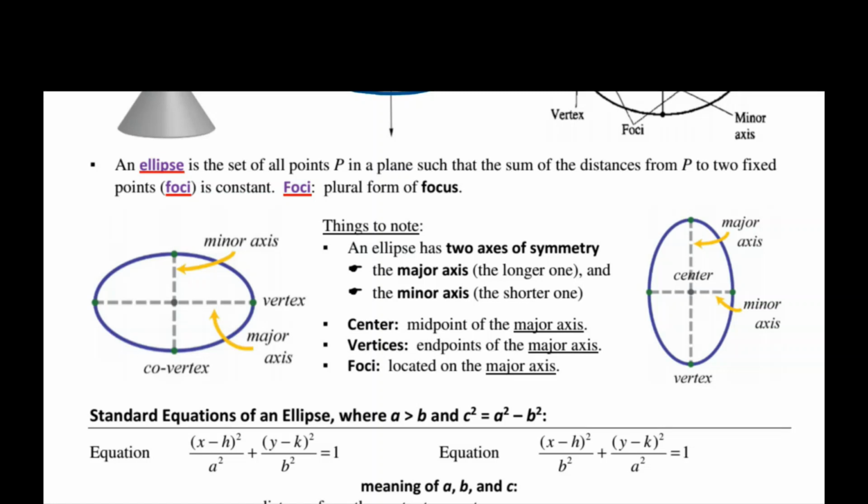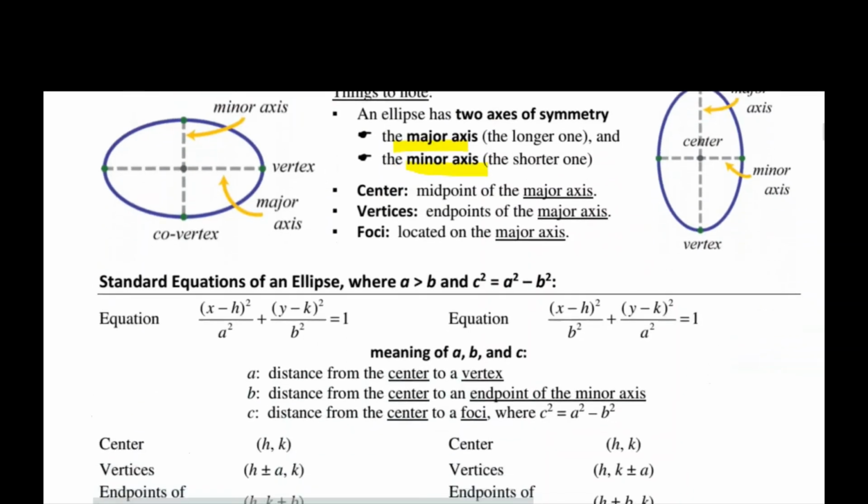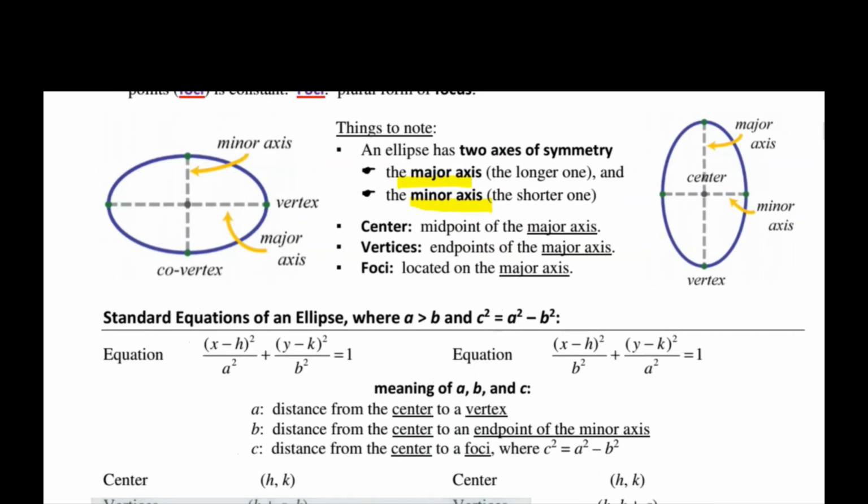An ellipse has more than one axis of symmetry. In this case, we have the longer axis, or the major axis, and then the minor axis, which you guessed, is the shorter one. The question is, when we look at the equation of an ellipse, how can we tell if we're going to have a vertical or horizontal ellipse?